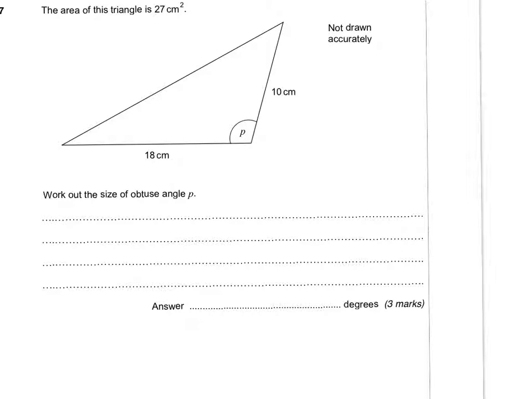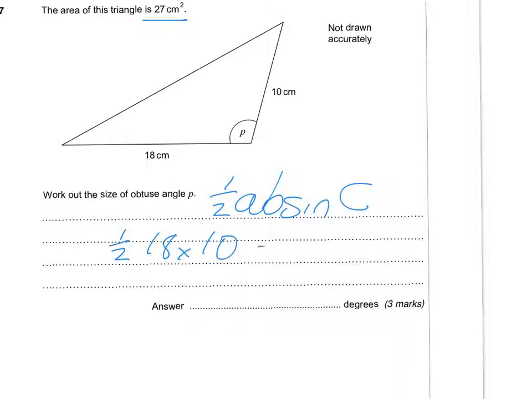Question 7. The area of this triangle is 27 centimeters squared. Work out the size of the obtuse angle P. So half a b sin C is what we're going to be using. A half 18 times 10 sin P is equal to 27. Sin P is equal to 27 over 90, which is equal to 3/10.